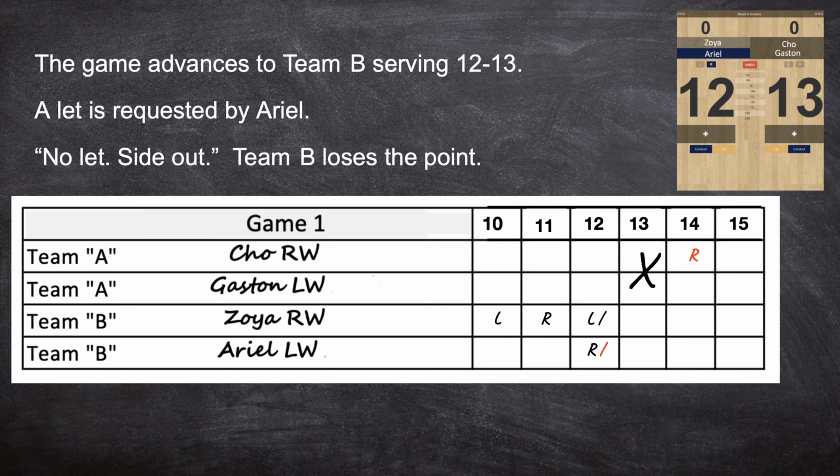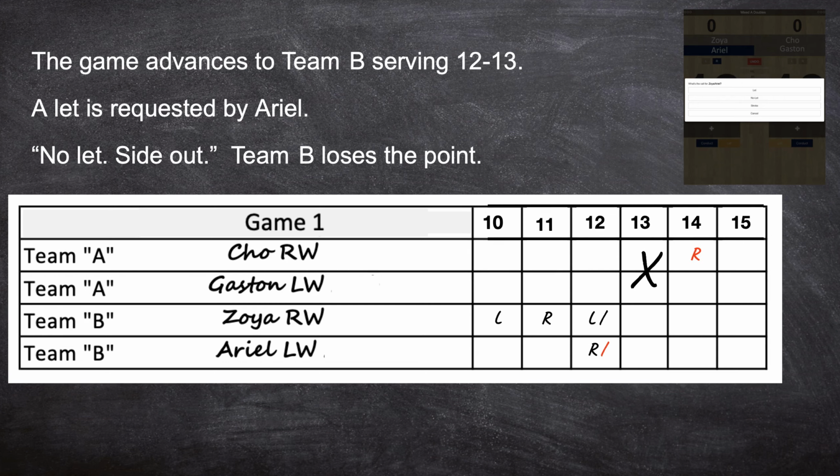A let is requested by Ariel. No let. Side out. Team B loses the point. Who just served? Ariel. It's side out Team B. Add a slash in Ariel's point column 12 to mark the hand and side out. Who is serving now? Choi is coming in. Which box? Choi is heading to the right box.